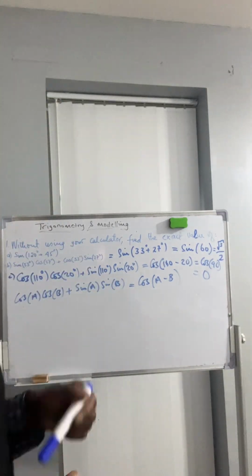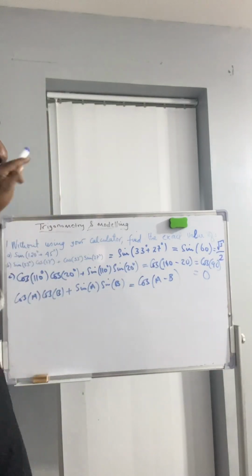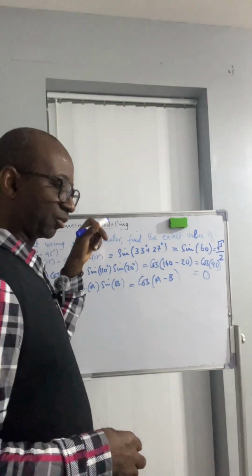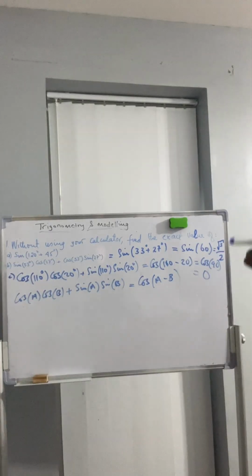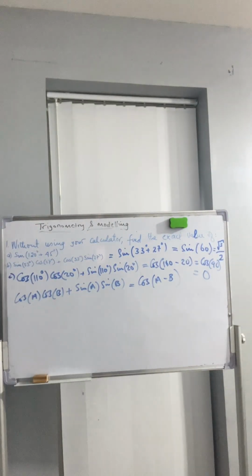The sine of 90 is 1 from those periodic graphs of sine and cosine. You must have already come across them.